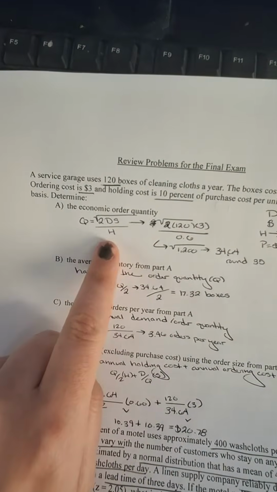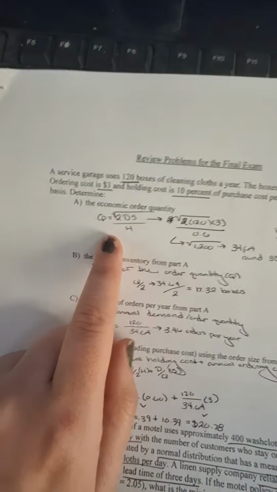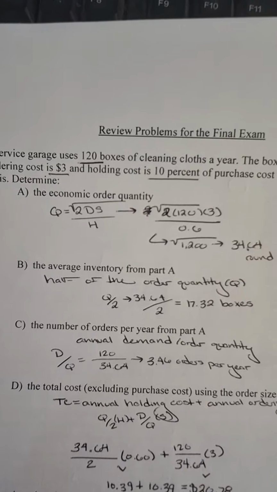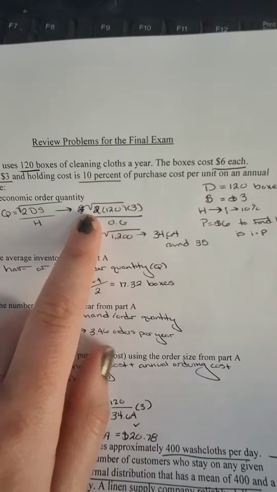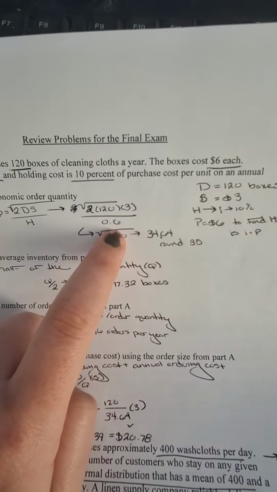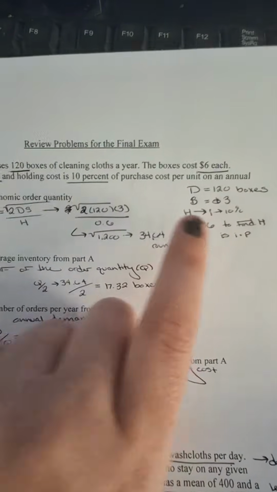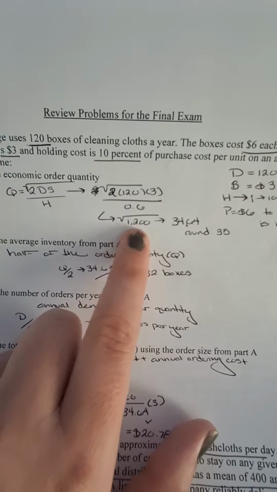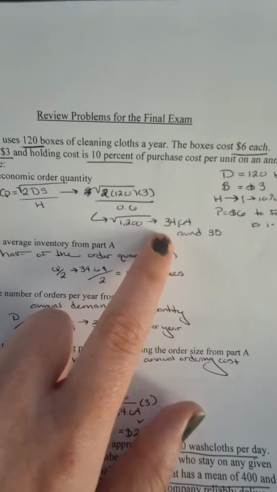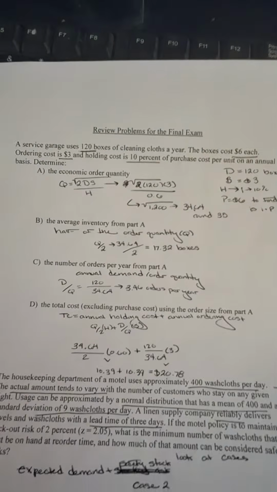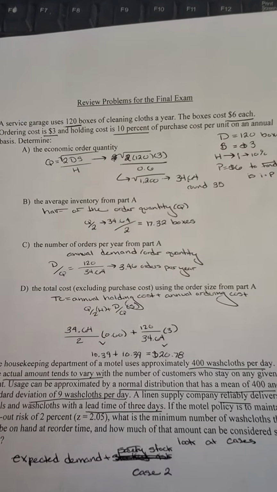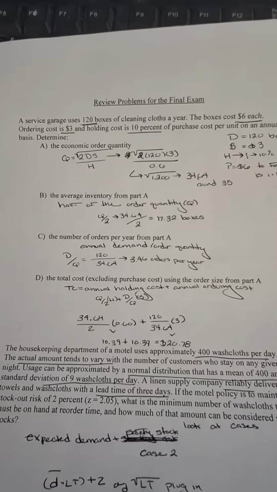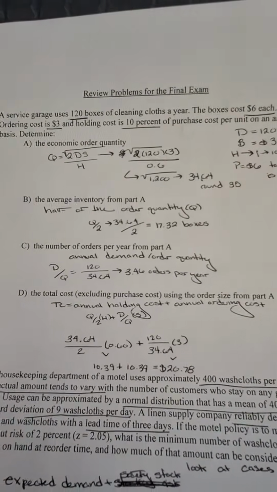Then we can go ahead and plug it into our formula, where Q is going to equal the square root of 2DS all over H. From there, we just plug things in. It's going to be 2 times 120 times 3 all over 60 cents. That's what we found here for H. Then we can solve, and that's going to give us 34.64, or if we round it, it's going to be 35. I don't exactly know if he's going to have us round it, but either way, we'll know which one it is on the final, because it's multiple choice. You know what I mean?